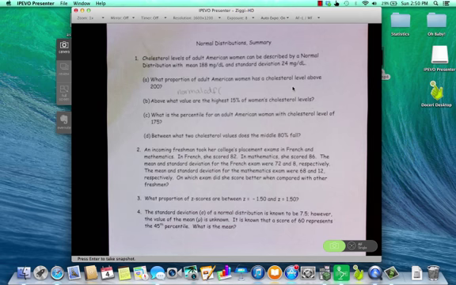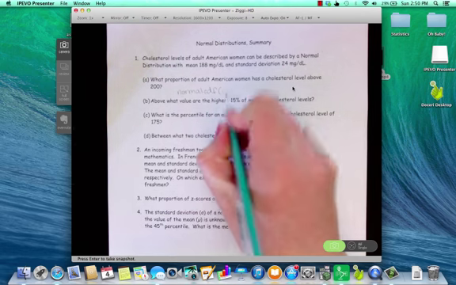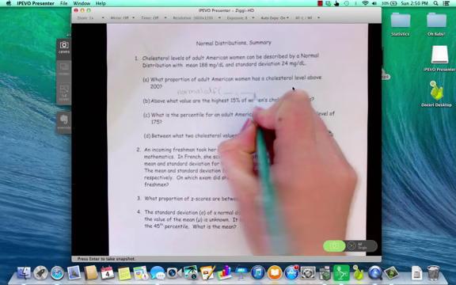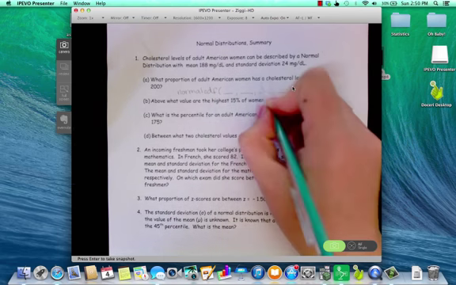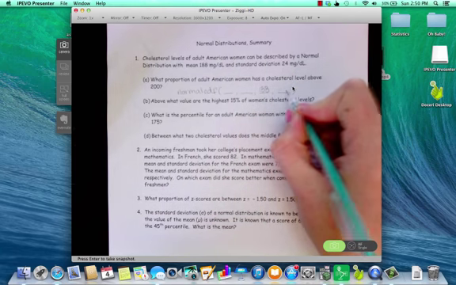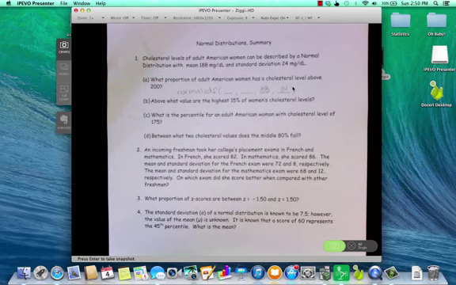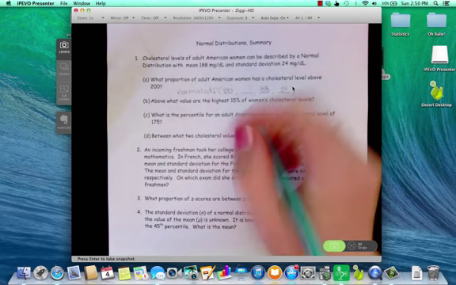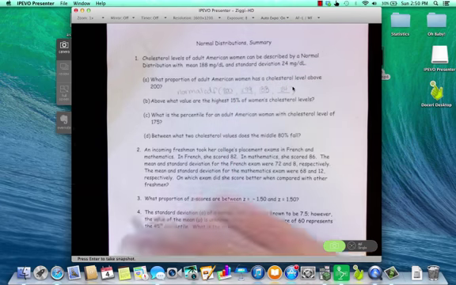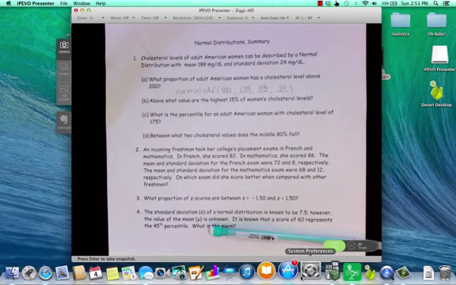Now, normal CDF has 4 parameters that you need to put into the calculator. You need to put your lower limit, an upper limit, your mean, and your standard deviation. The easiest ones are the mean and the standard deviation, so those are going to get filled in pretty easily. For the lower and upper limits, we have to think about what our question is asking. Our question says, what proportion of American women has cholesterol level above 200? So that means we're using 200 as our lower limit. We want only 200 and above. So then we want to do E99, and that's going to represent our positive infinity.